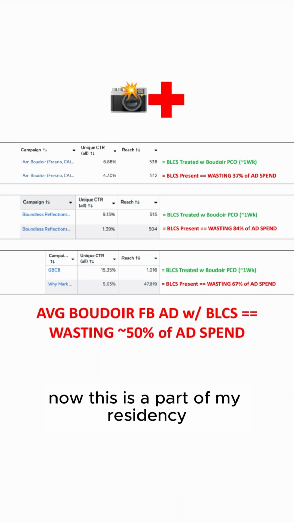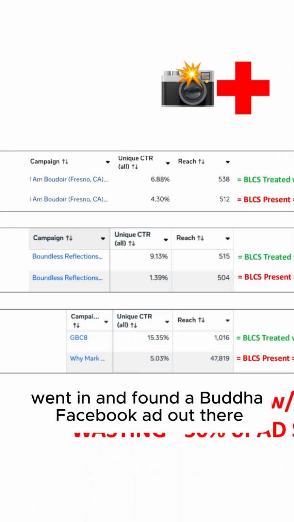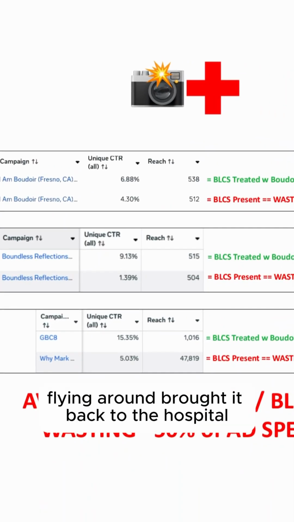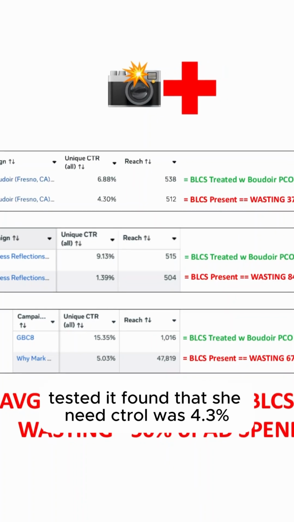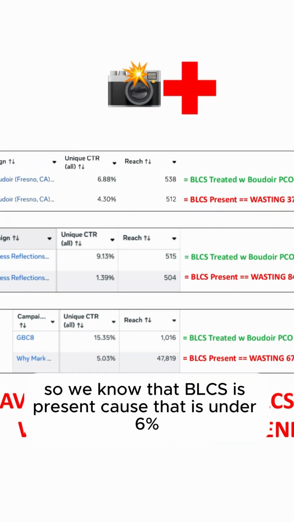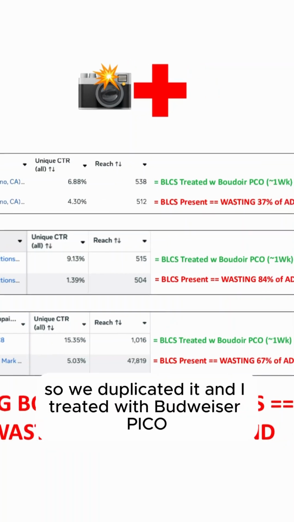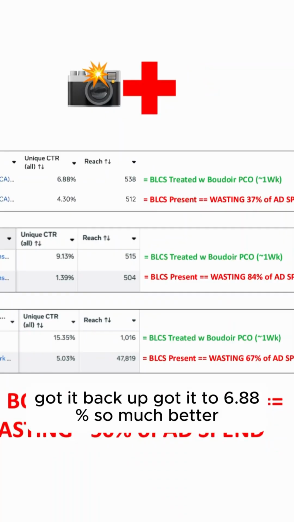Now, this was part of my residency. First part, I went in and found a Boudoir Facebook ad out there, flying around, brought it back to the hospital, tested it, and found its unique CTR was 4.3%. So all right, we know that BLCS is present because that is under 6%. So we duplicated it, and I treated it with Boudoir Pico, took about a week, got it back up, got it to 6.88%. So much better.